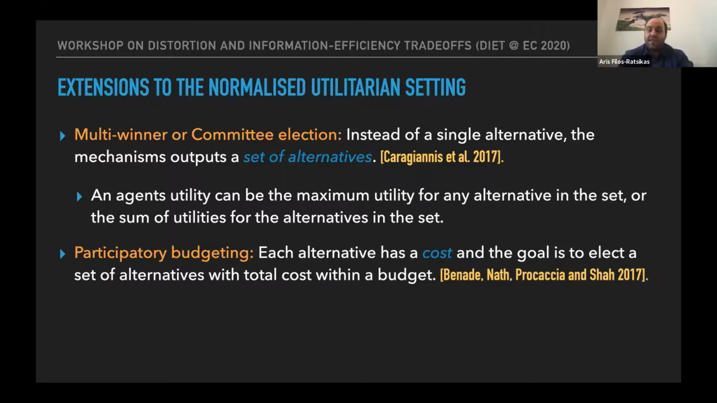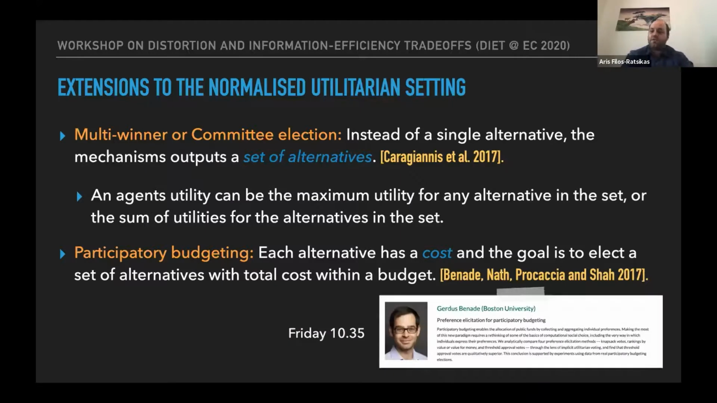Another very interesting extension is participatory budgeting. So what happens here is that every alternative is associated with a cost. And the goal is to select a set of alternatives that are within a budget. So not everything is feasible. We have to select something that is feasible, but we also want to minimize the distortion as much as possible. And I will not mention more about this because Gertus will actually give a talk on this very paper on Friday. So make sure not to miss that one.